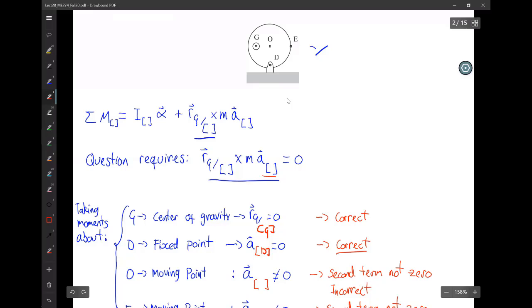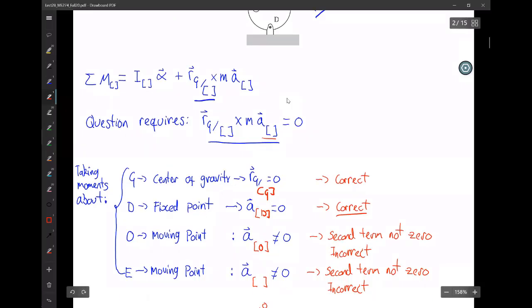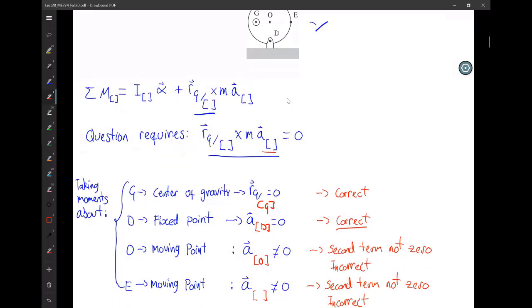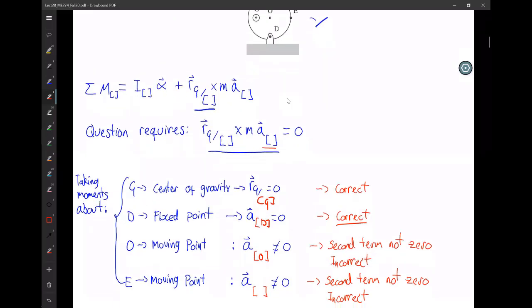Now, point O is a moving point, so the acceleration is not 0, so it won't be correct. And then point E is on the rim. It's also a moving point, so the acceleration won't be 0. So the fixed point and the center of gravity, as we have discussed, are the good choices. We always need to remember that.